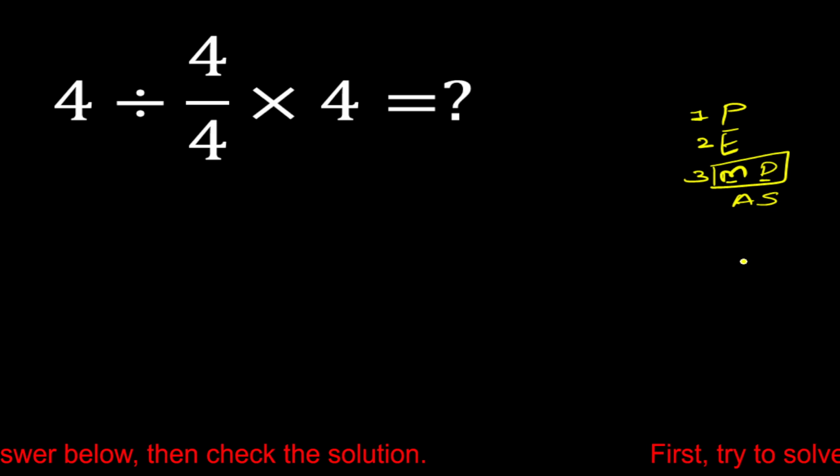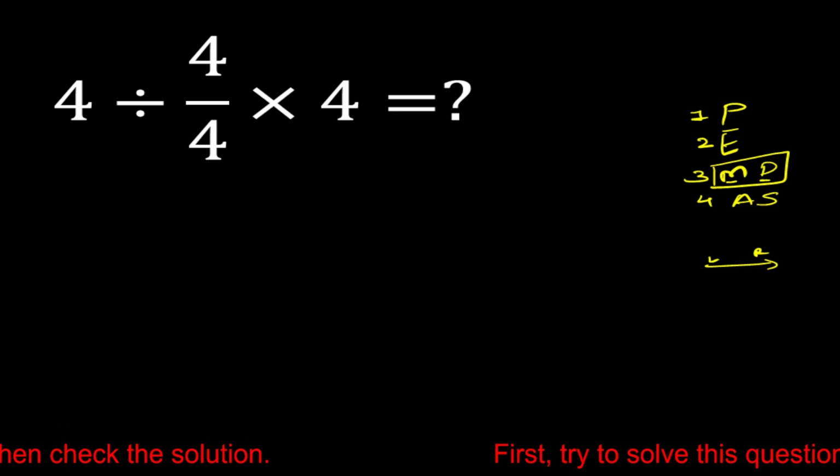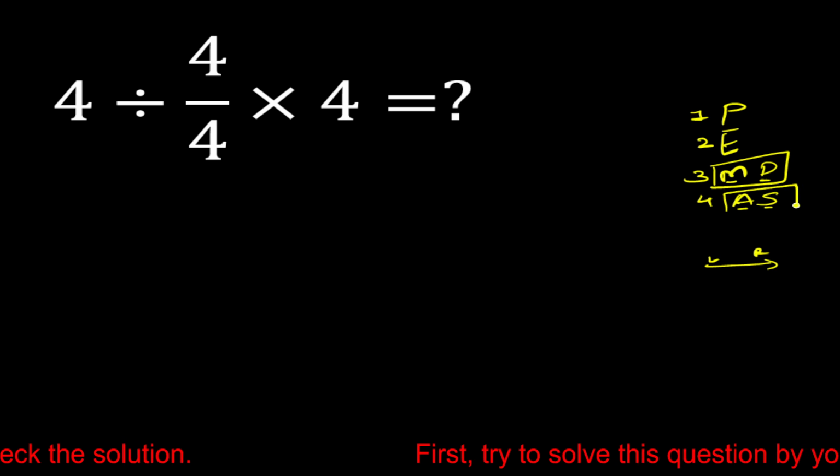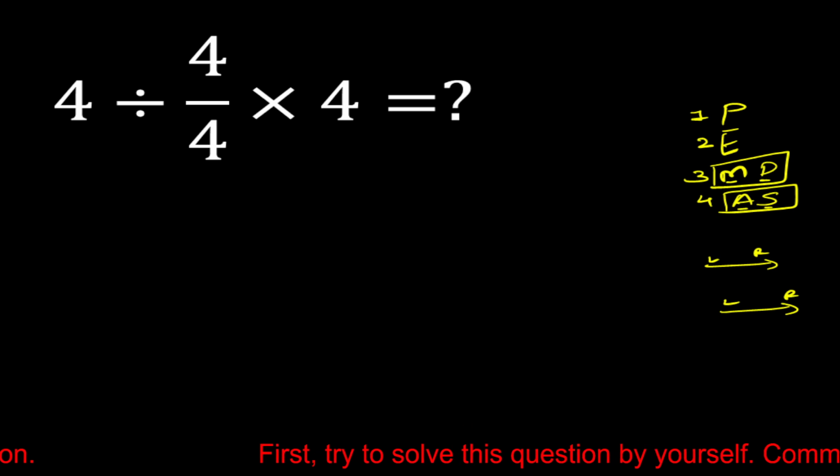Multiplication and division both have equal priority, so we have to solve from left to right. Then the fourth and last priority is addition and subtraction. Also, addition and subtraction both have equal priority, so we have to solve from left to right.